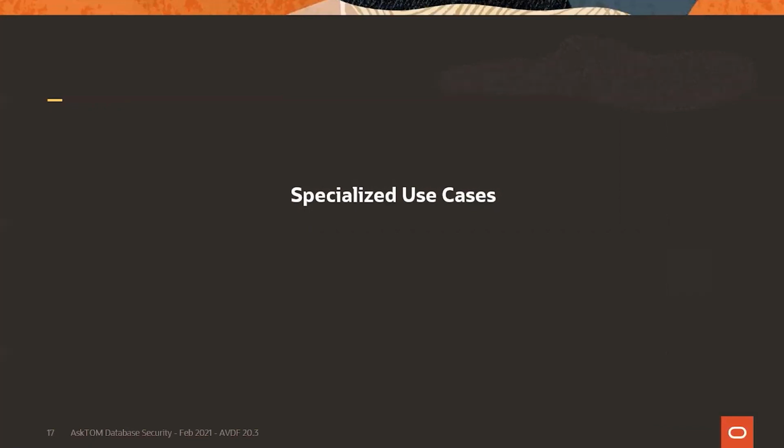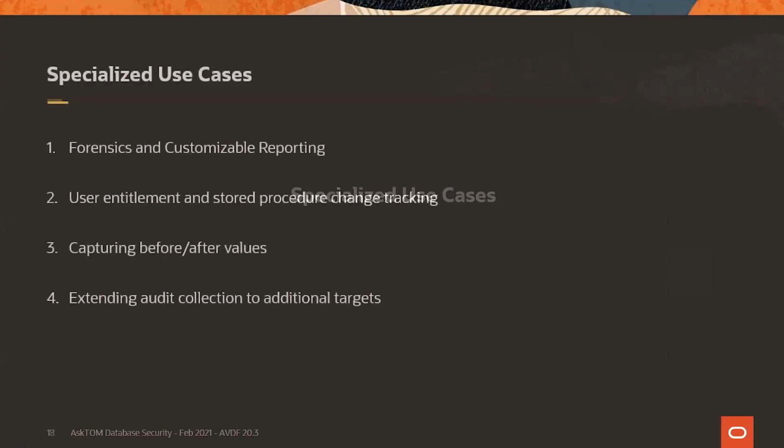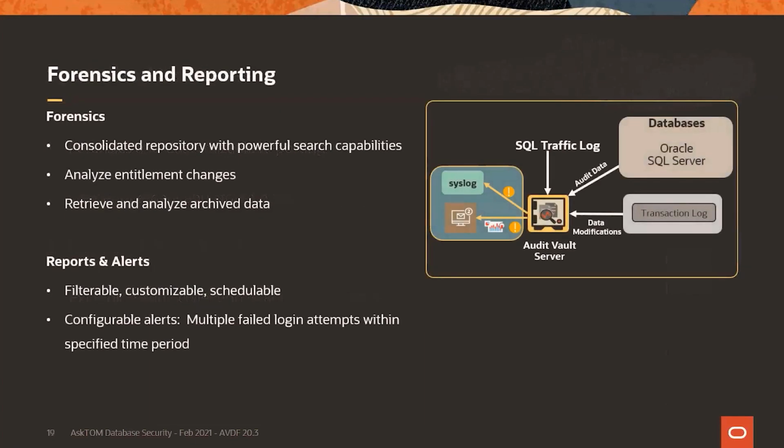In addition to those, though, there are some little hidden things that Audit Vault and Database Firewall does that you may not know about. And I just want to cover a few of those before we get again to the real treat, what's new in this latest version. So we're going to hit 4 use cases here. One of them, kind of obvious: forensic analysis, reporting and analysis.